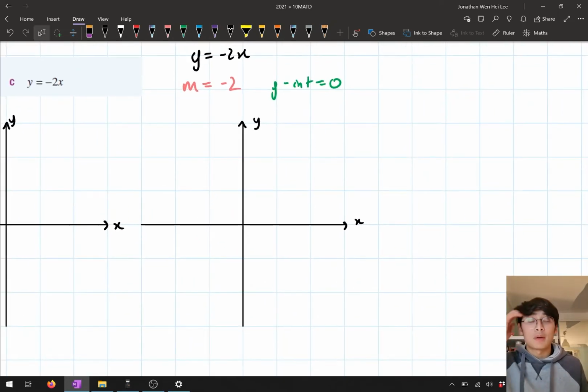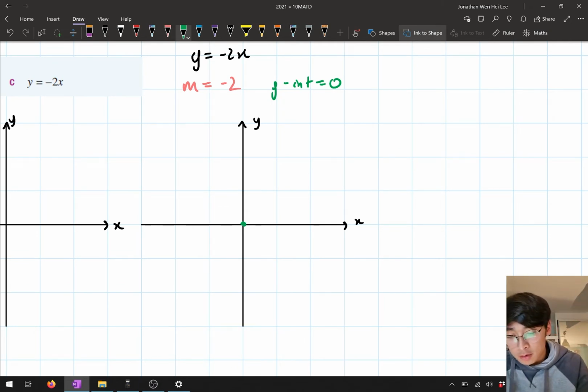The first step that we did was we plotted the y-intercept. Now y is equal to 0, it's just going to be on the origin. If I have a y-intercept of 0, that means it's just going to be on the origin. Then from there, we're going to use our gradient to help me find the second point. Now here, the gradient is minus 2, which means if I go across by 1 unit to the right, I'm going to go down by 2 units.